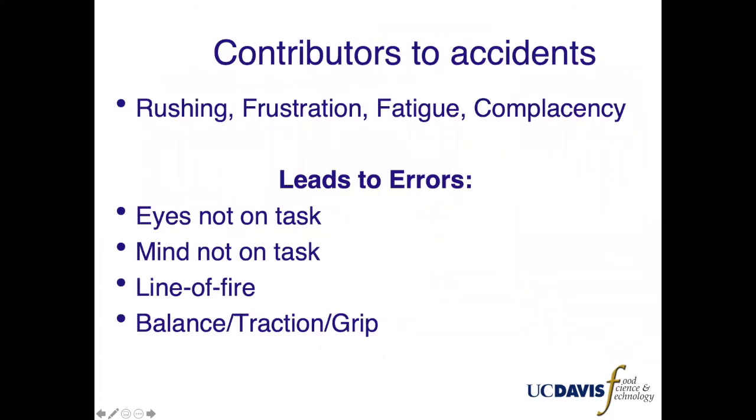Now we will discuss laboratory accidents with a focus on chemical spills. So what causes laboratory accidents? The major contributors to lab accidents are rushing, frustration, fatigue, and complacency. Other contributors to errors or accidents are eyes not on the task, mind not on the task, being caught in the line of fire, and loss of balance, traction, or grip.